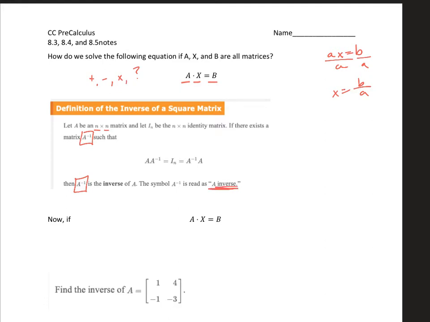So this is kind of our version of matrix division. We know addition and subtraction are inverses of each other. We know normally multiplication and division are inverses of each other, but we don't have a division, so this inverse is going to be kind of like our division.